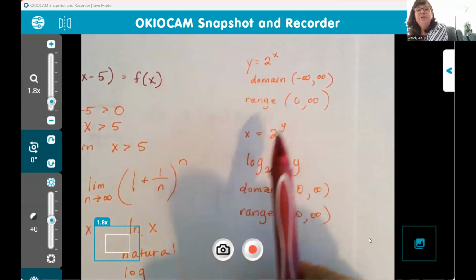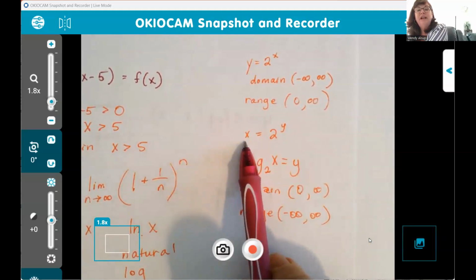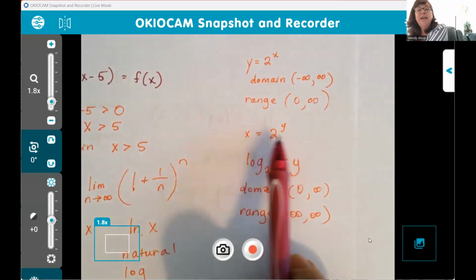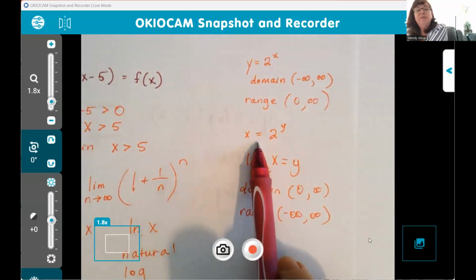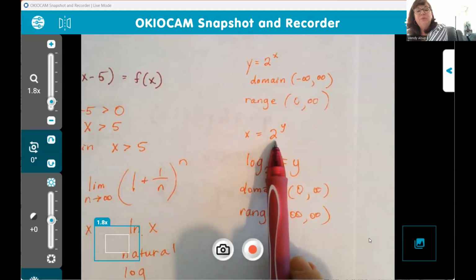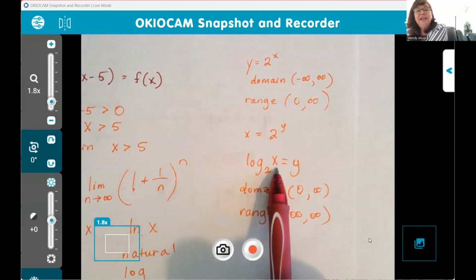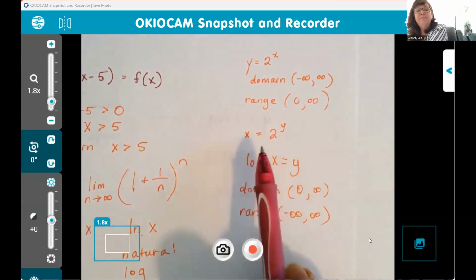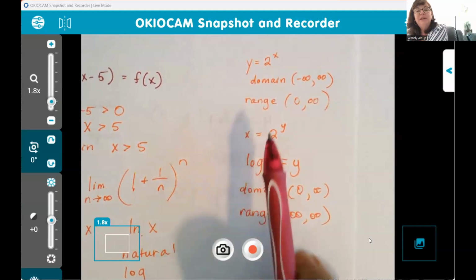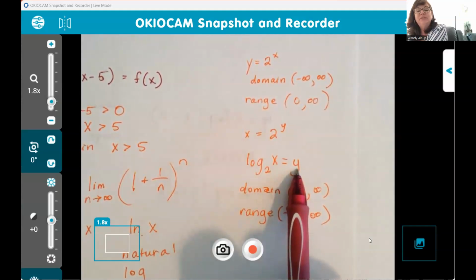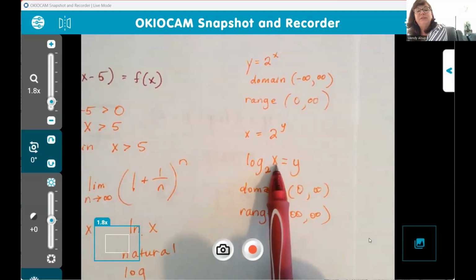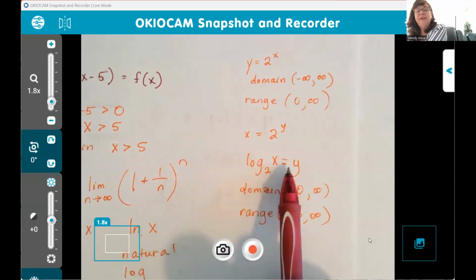Now, let's rewrite this and make the inverse. For the inverse, you flip your x and your y. So now I've got x equals 2 to the y. And if we rewrite this in log form, this is log base 2 of x equals y. The 2 is the base. The exponent is the answer on the other side of the equal sign, and the x goes in the blank space.